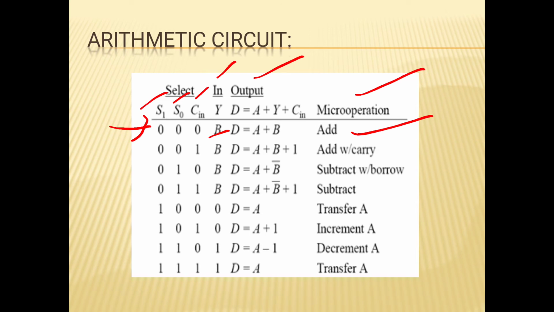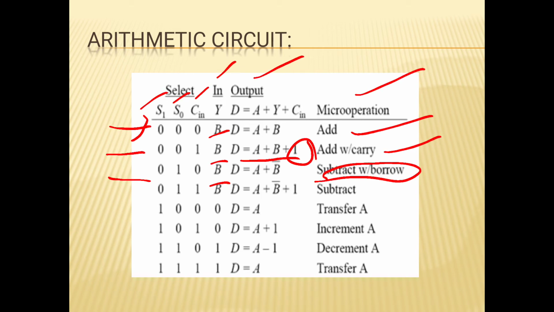Now, when the value of S1, S0 is 0, 0 and Cin is 1, then addition operation is performed, but with one value. It means addition with carry is performed. Now, when S1, S0 is 0, 1, then it will produce B complement, not B, here B complement is there, and when the Cin is 0, then it will produce output A plus B complement. It means subtract with borrow operation is performed.